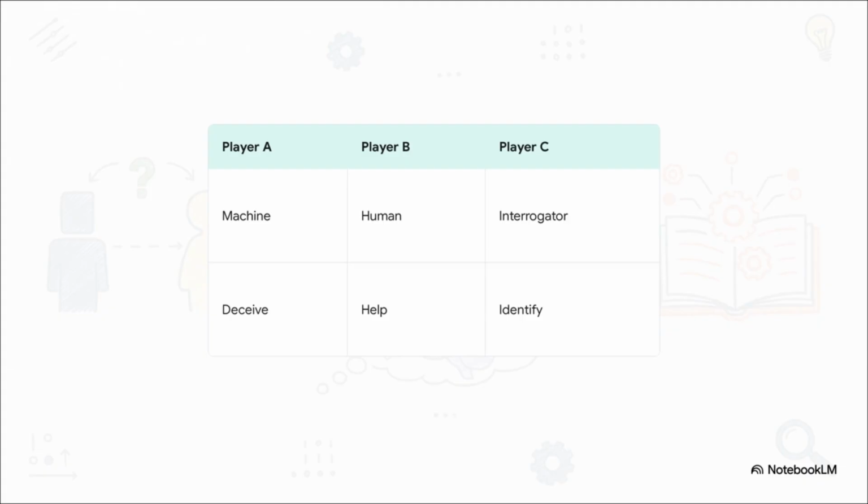Now notice the absolutely crucial rule here. All answers must be typewritten via a teleprinter. Turing did this intentionally. It hides physical traits like voice or appearance, completely isolating pure intellect. It's basically a 1950s text message.